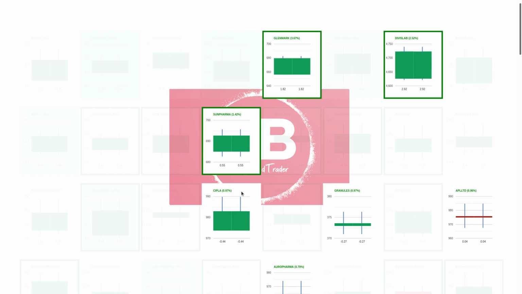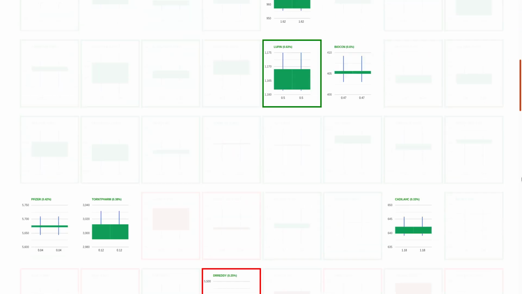And this is also true for Cipla. You can see Sun Pharma, Cipla, they are trying correcting from the upper levels. But in this pharma pack, I would say if you are interested, you can go ahead for tracking Sun Pharma, Glenmark, and DVS Lab.